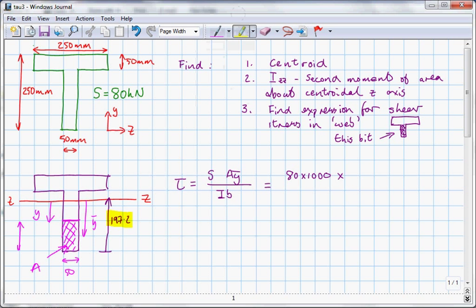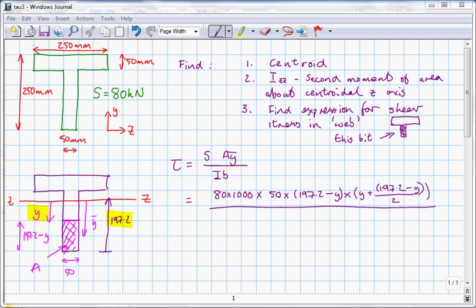So that's the area. The y bar bit, well, we would build that up from the fact that to get there you've got to go some distance y, and you've got to go further on by this distance, which was 197.2 minus y, but half of that distance. So I'll put all of that into the equation. So that's the top line of the equation sorted out. It's looking a bit complicated, but we can tidy it up a little bit. Bottom line, a little bit simpler.